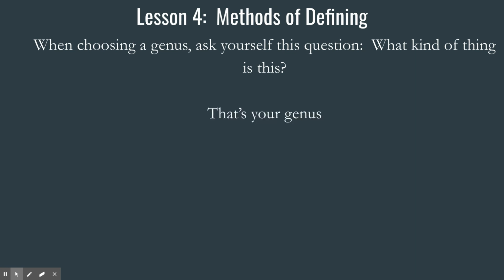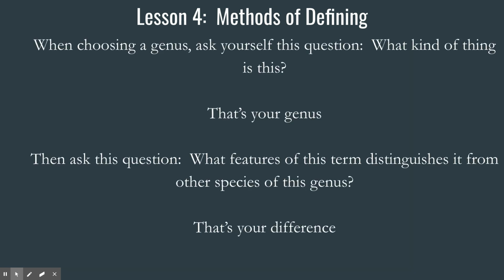So how do we do this? Well, when choosing a genus, ask yourself this question. What kind of thing is this thing? So if I look at a backpack, what is that? Well, it's a bag. So that's going to be my genus. When I look at glasses, what are glasses? Lenses. When I look at authors, what are authors? Humans. That's what type of thing this thing is.